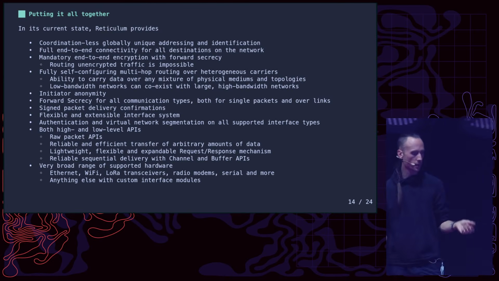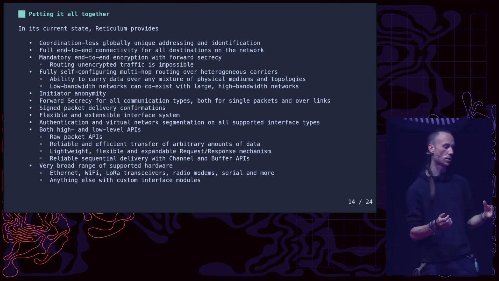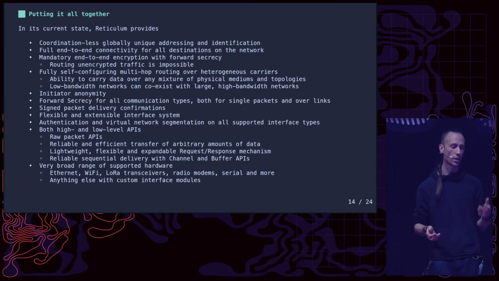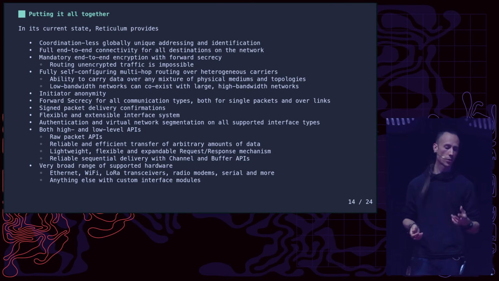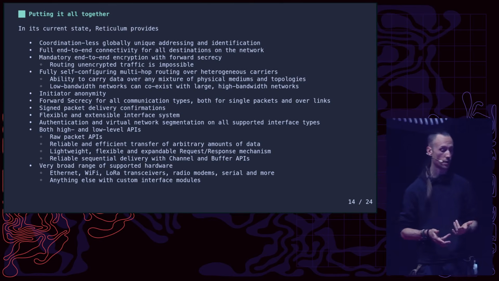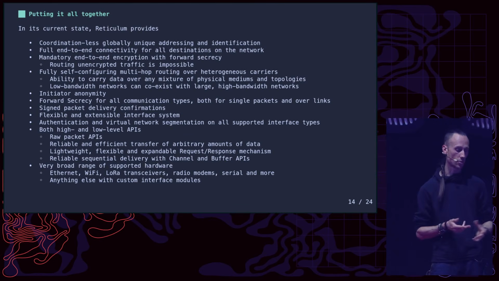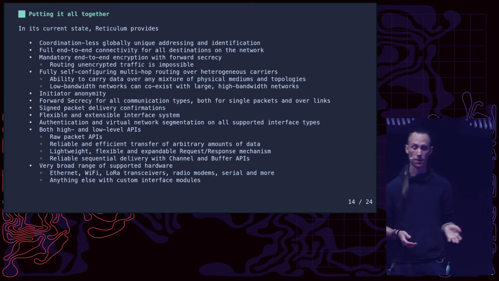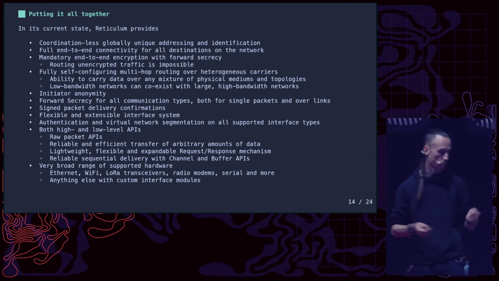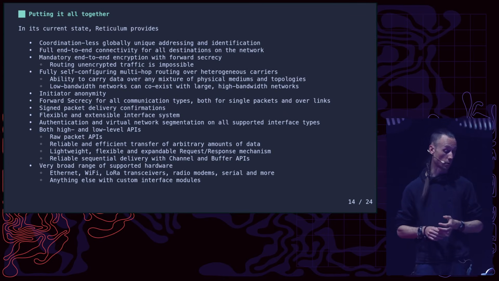So putting it all together, in its current state, Reticulum provides coordination-less, globally unique addressing and identification, provides full end-to-end connectivity for all destinations on the network, mandatory end-to-end encryption with forward secrecy, and routing unencrypted traffic is simply impossible. It's dropped. It's not possible to send any unencrypted traffic on the network.